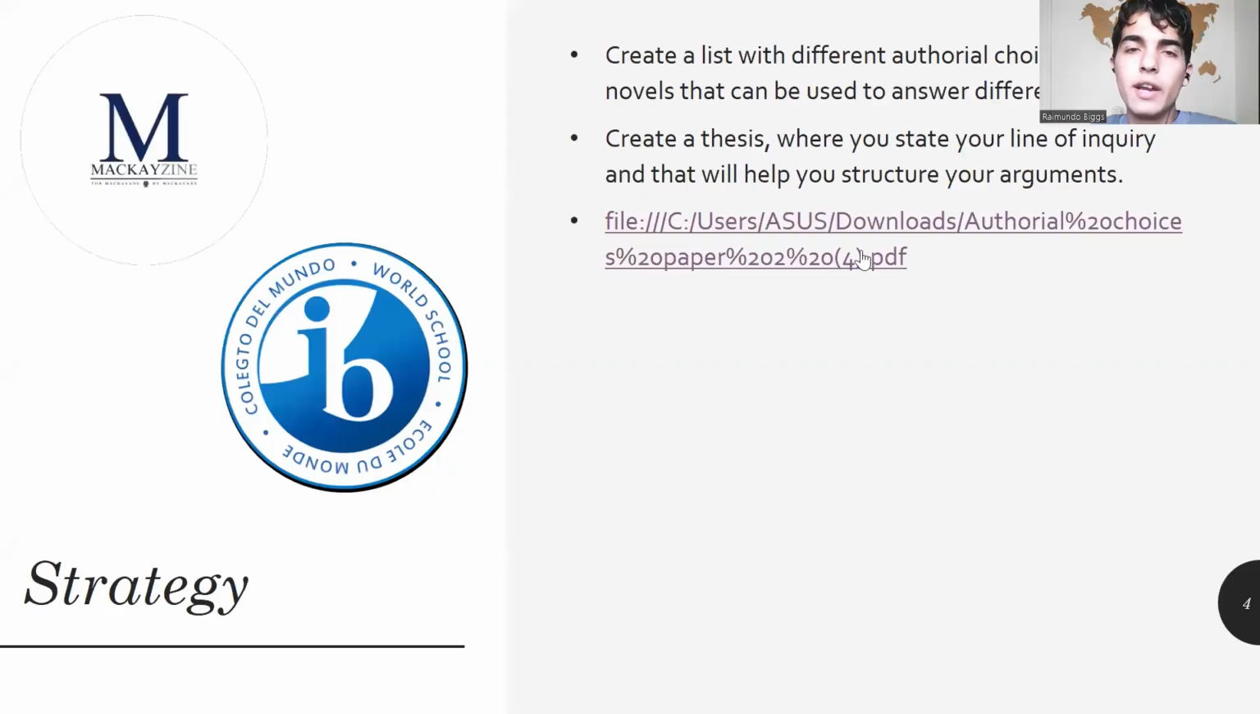Well, another strategy that I use is to create a thesis where you state your line of inquiry. So you need to create a thesis and the line of inquiry. But what I personally used when preparing my paper twos was that I included the line of inquiry in my thesis statement, and that was very, very helpful because it helped me to construct my argument, to structure my essay.